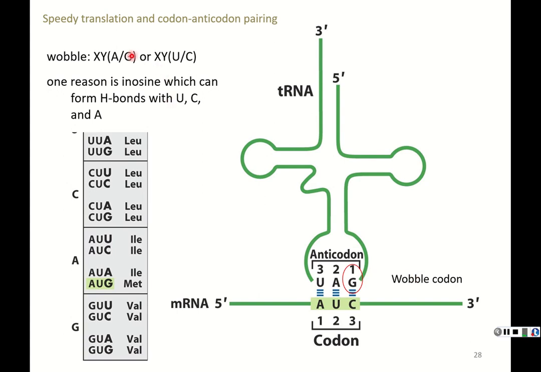So that wobble base, in this case, if we have the first two base pairs of our codon, we can have A, G, or U and C. One reason is inosine, which can form H bonds with U, C, and A. If we look at, for instance, isoleucine here, AUC is the codon for isoleucine, but it can also be AUU or AUA because of that wobble position.